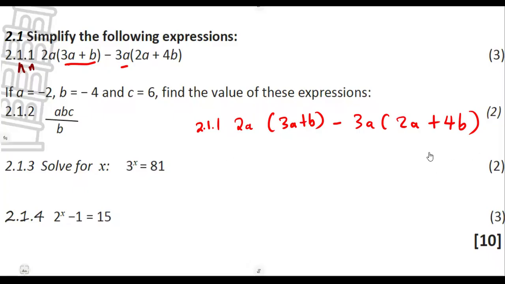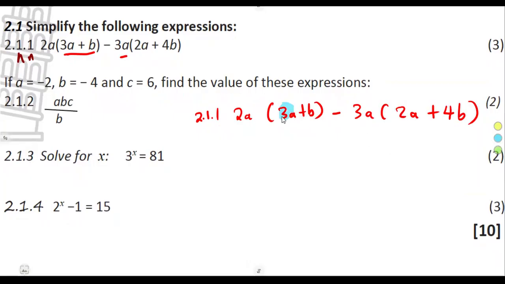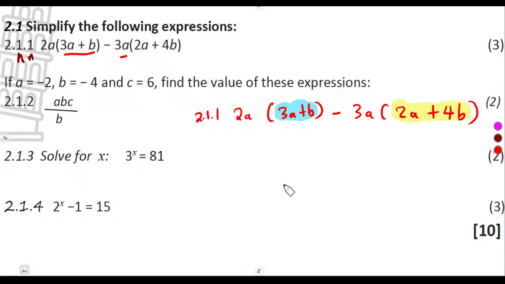So as we can see, guys, we have a bracket and a bracket. Simply distribute: in this bracket, the 2a multiplies everything, and the minus 3a multiplies everything in the other bracket. We must simply distribute whatever we are given. 2a multiplies the 3a, so 2 times 3 is 6a squared. The 2a multiplied by the b is 2ab. All right? So make sure that you distribute throughout.